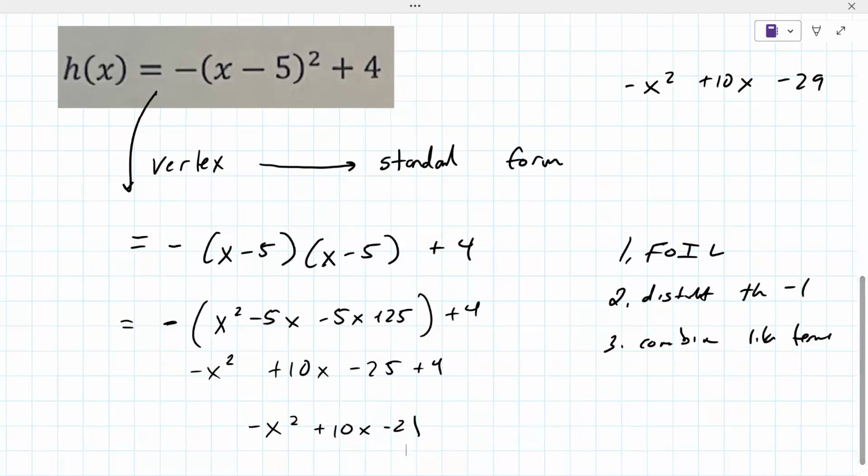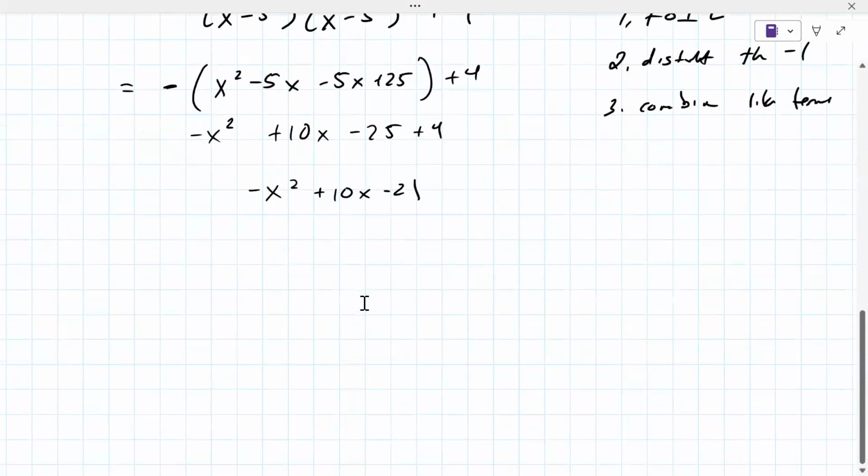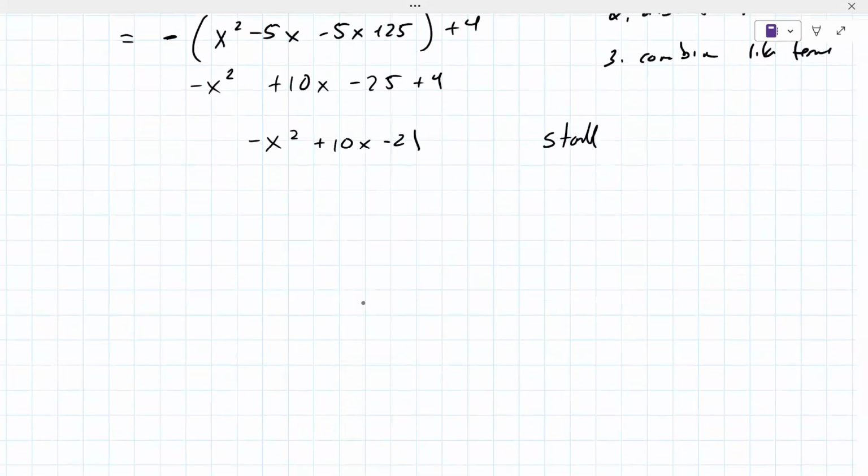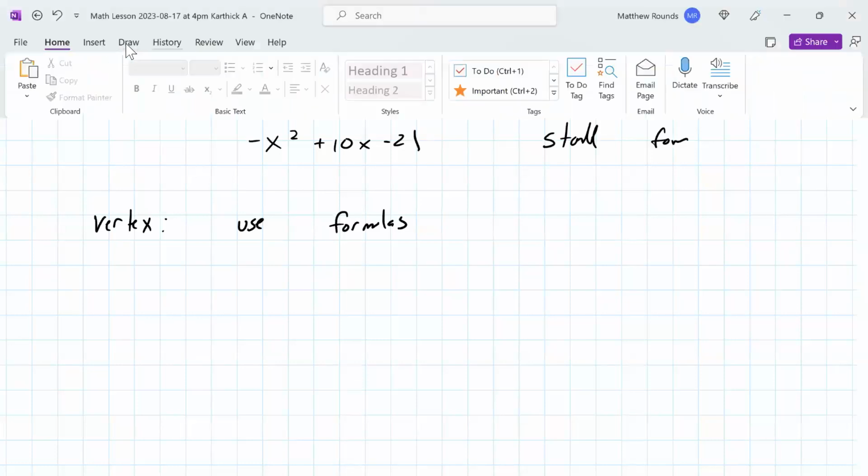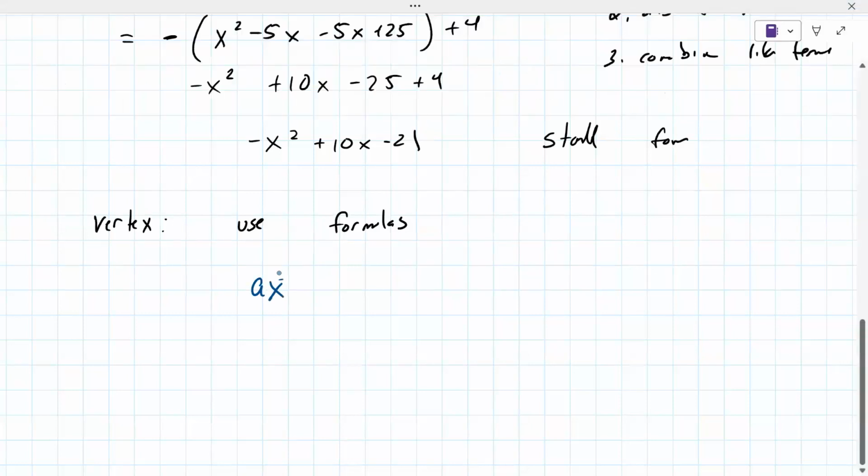Well, this is the standard form. And in standard form, you can do a lot of things. Generally, when you're trying to find the vertex in standard form, you have to use formulas. Do you know what I mean by that, or is that totally unclear? So standard form is ax squared plus bx plus c. A is the number in front of x squared, b is the number in front of x, c is the number in front of minus 21. Okay. So what is the value of a, b, and c in this one right here?